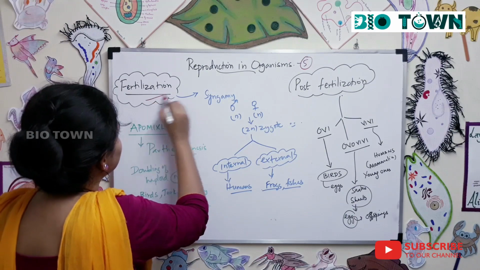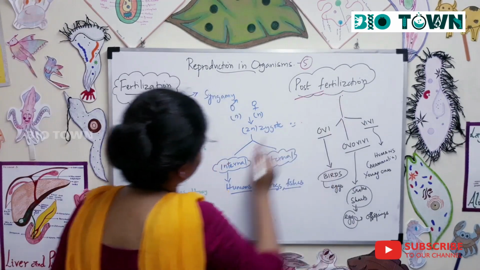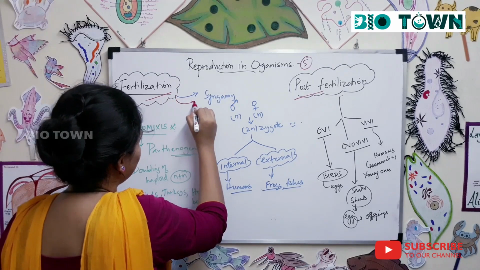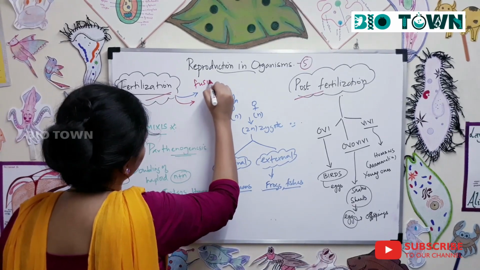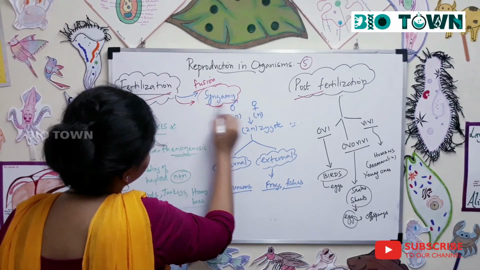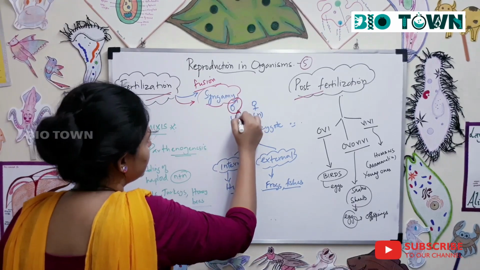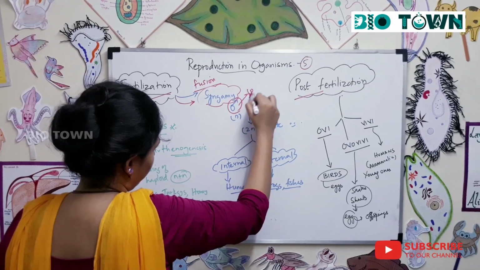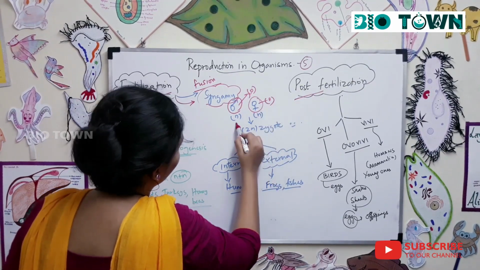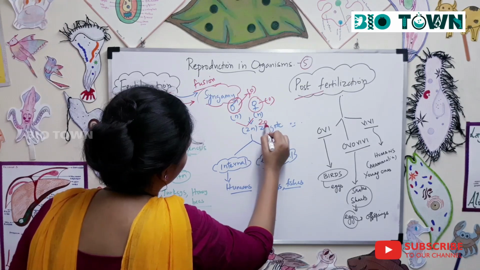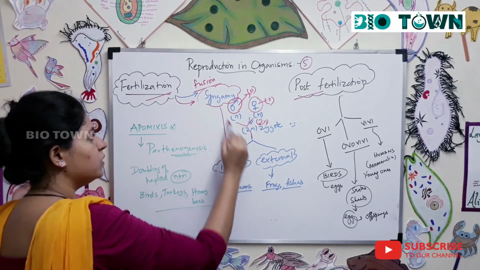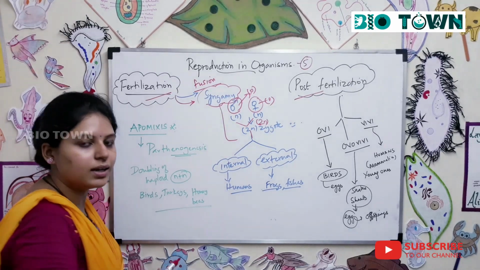So fertilization and then post-fertilization events we are going to talk about today. And now what is fertilization? There is a fusion of gametes, right? And you call it syngamy. In syngamy, there is a separate male gamete which is haploid. There is a separate female gamete which is haploid, and both of them fuse together to form a diploid zygote. And this is what happens during the process of fertilization.